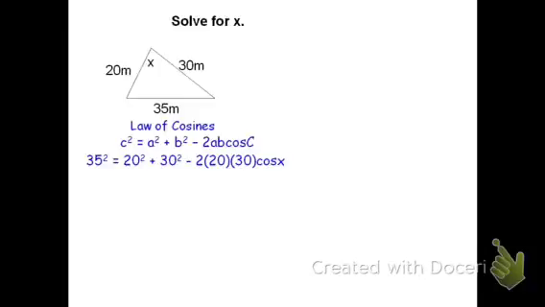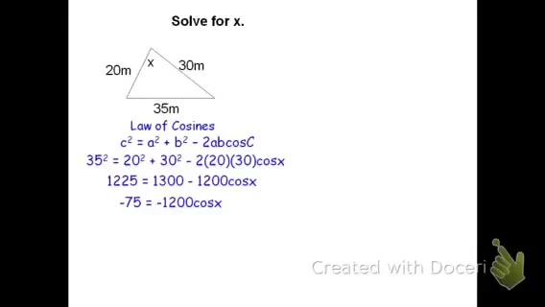All right, working this out. 35 squared is exactly 1225. The 20 squared plus the 30 squared is 1,300. 2 times 20 is 40, and 40 times 30 is 1,200. Now to finish solving this, you cannot subtract the 1,300 minus the 1,200 cosine of x. That does not work. The 1,300 and the 1,200 cosine of x are not like terms. Don't combine those. Instead, I'm going to solve this by subtracting 1,300 from each side.